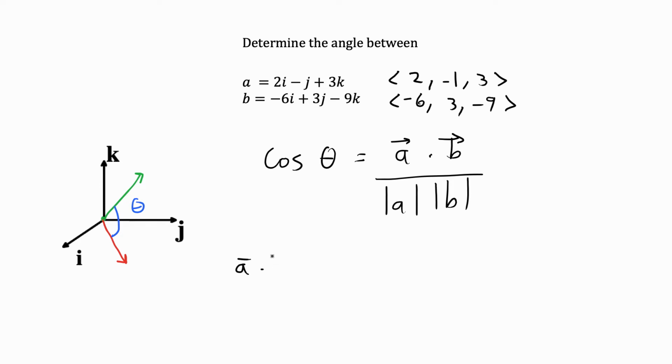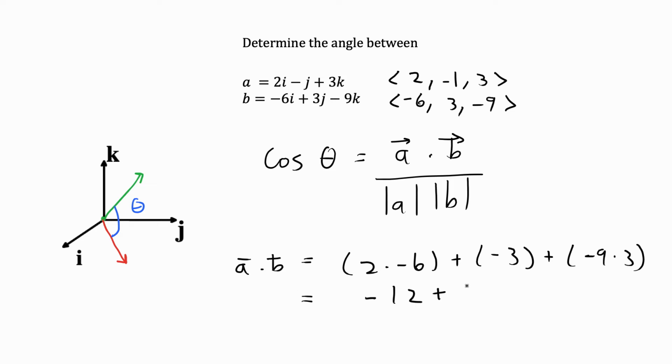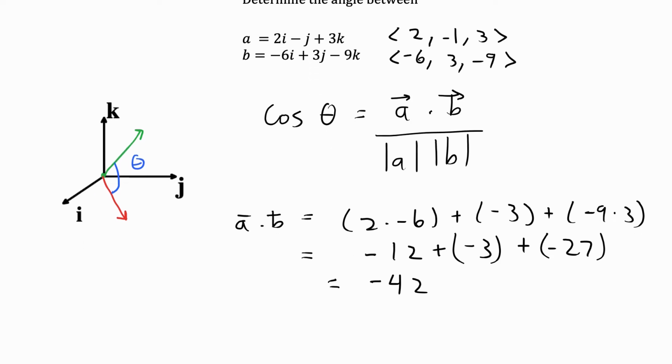So the dot product of a and b is going to be equal to the multiple of each component summed up. So that's going to be 2 times -6 plus -3 plus -9 times 3. So the components are -12 plus -3 plus -27, which in total is equal to -42. So that's going to be the numerator.